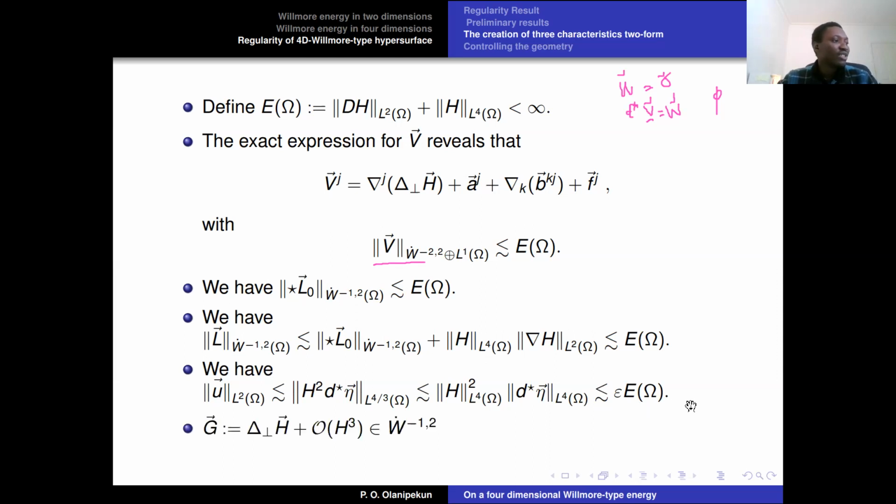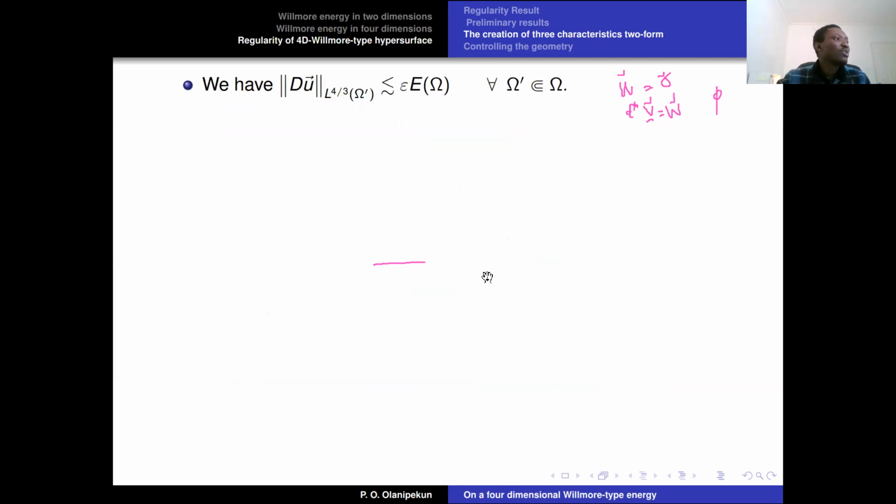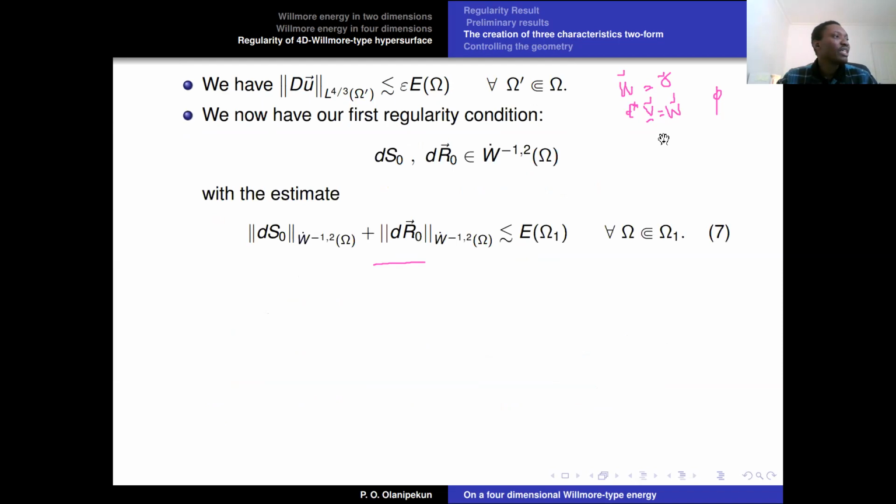And then, of course, G that I showed you earlier is of this form, and we're able to bound the U as well this way. So that leads us to obtaining this first regularity information on S naught and R naught. So both of them belong to this space, and with this estimate.